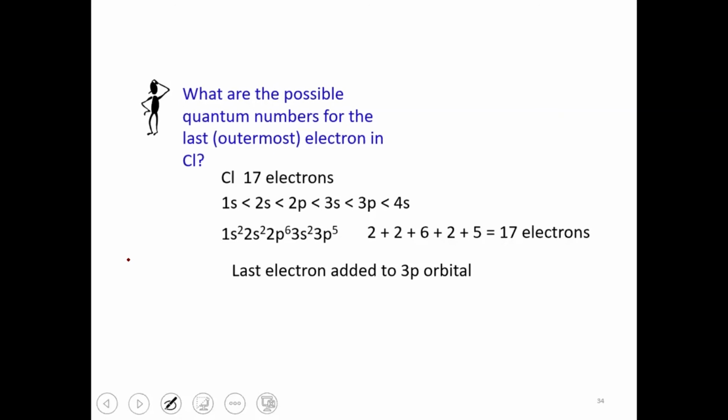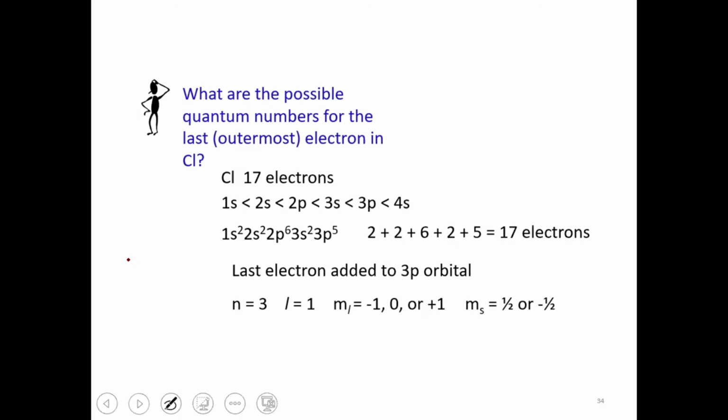So, okay, what do we know? We know that n has to be equal to 3, because that's the level. If it's a p orbital, L has to be equal to 1. That means you could be in any one of 3 orbitals with the numbers -1, 0, or +1. And don't forget, that electron could be spin up or spin down. So if you're going to come up with the possible numbers, there's more than one possibility. Let me see if I can write here on the screen without messing things up.